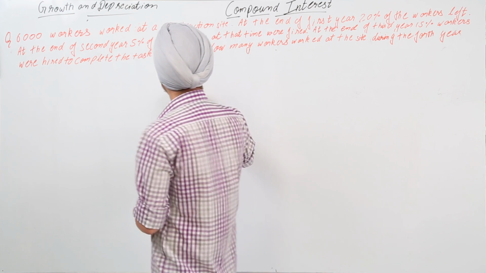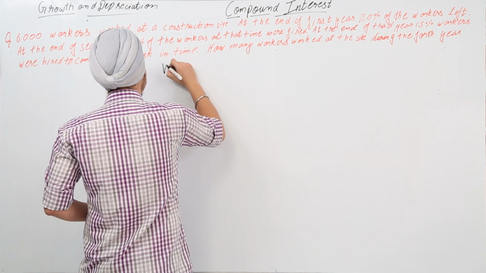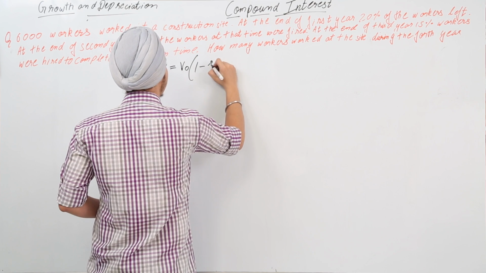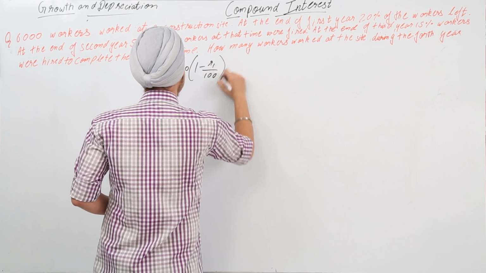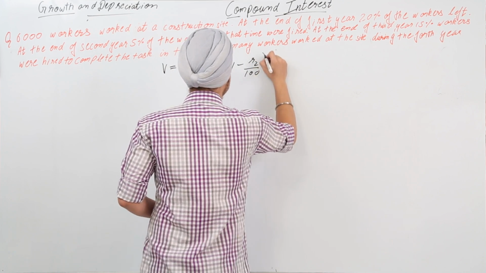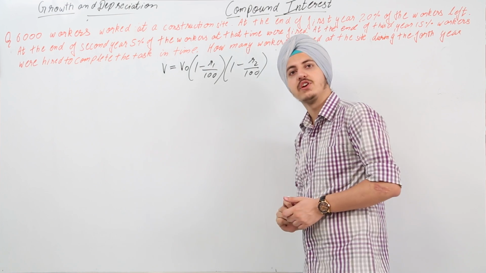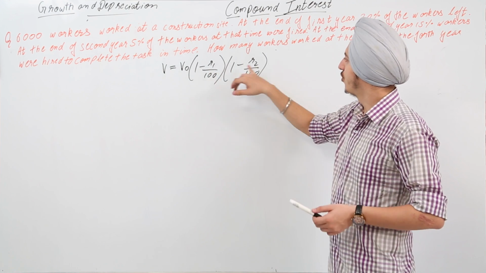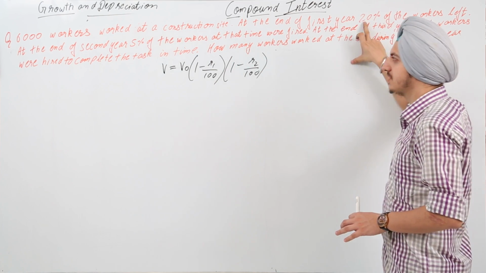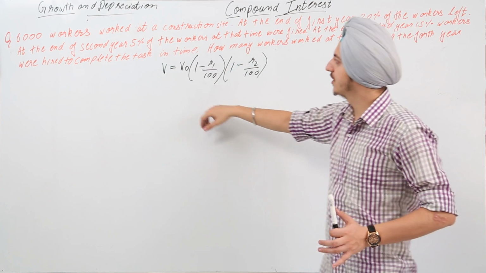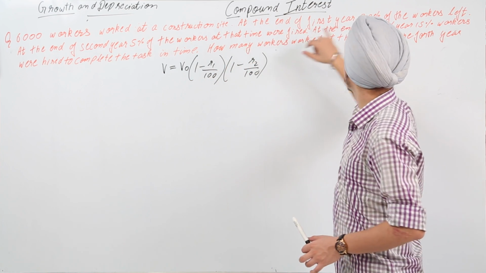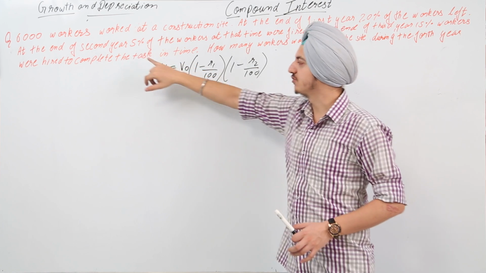We have a formula for depreciation which says V is equal to V naught into 1 minus R1 by 100 into 1 minus R2 by 100. We have different rates of depreciation for consecutive years, am I right? For the first year, the number decreases by 20%. For the second year, the number decreases by 5%. So we have R1 equal to 20, R2 equal to 5.